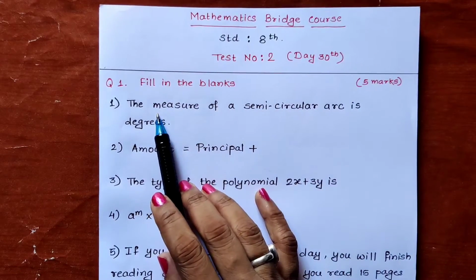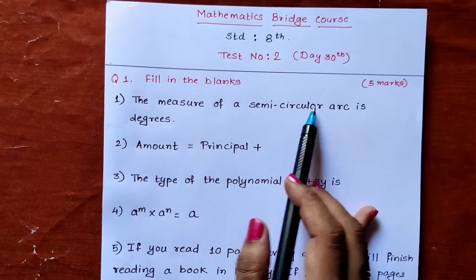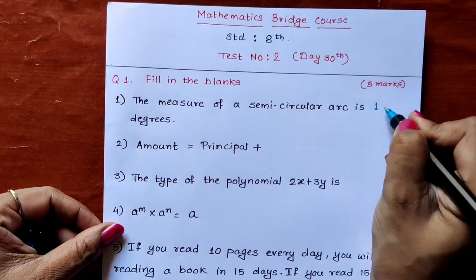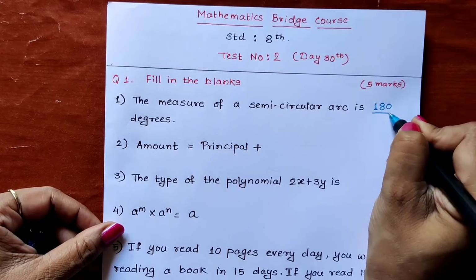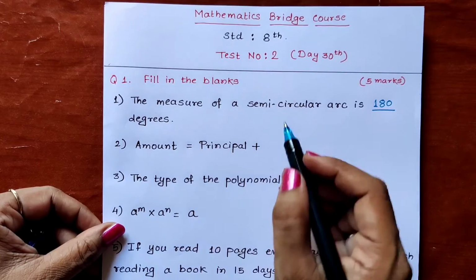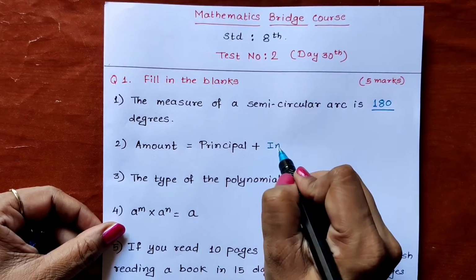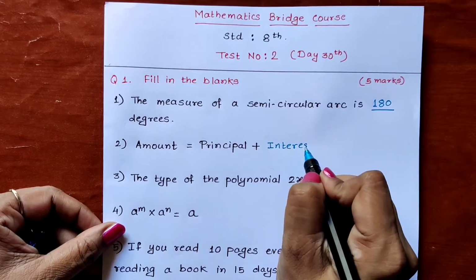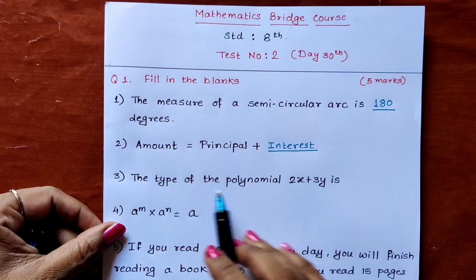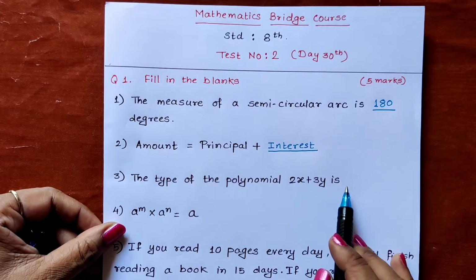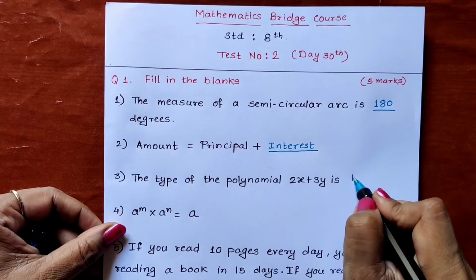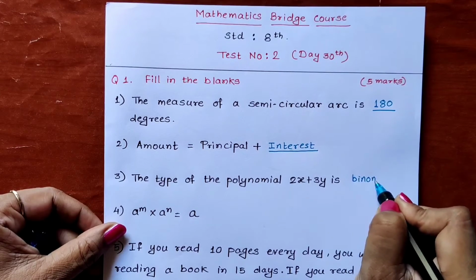First, fill in the blank. The measure of a semicircular arc is ___ degrees. How many degrees is it? 180 degrees. Okay, so the answer is 180. Second question: amount is equal to principal plus what? The answer is interest. Next, the type of polynomial 2x plus 3y: two terms are there, that means it is a binomial.